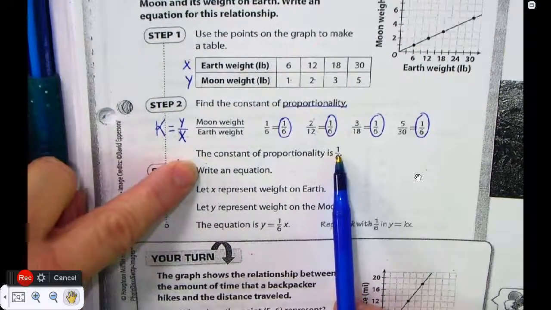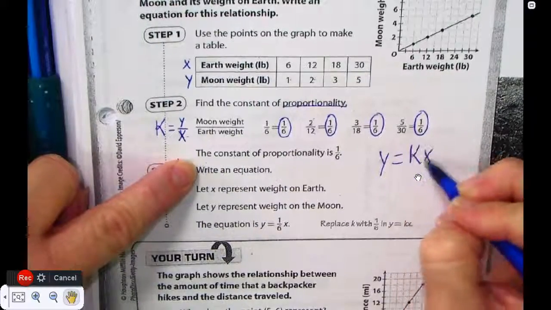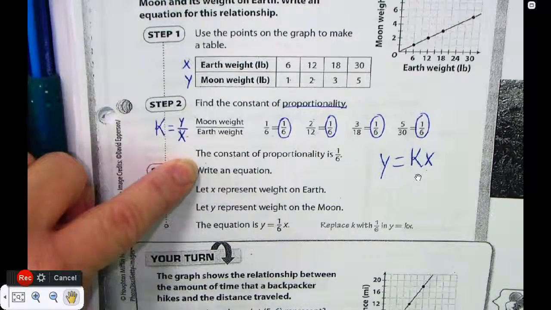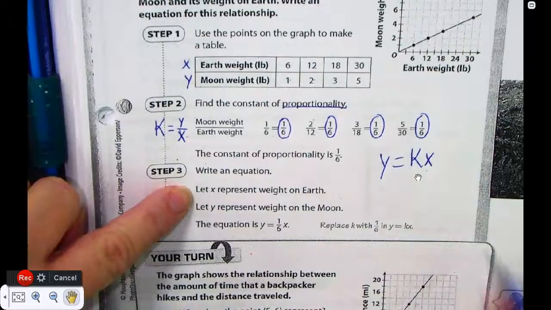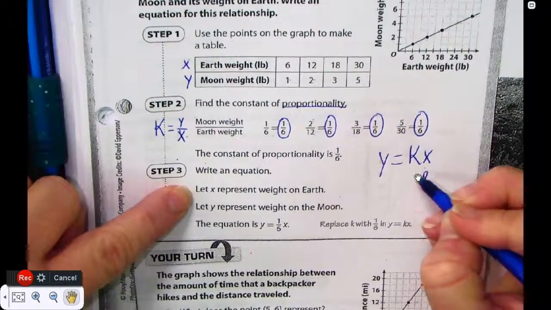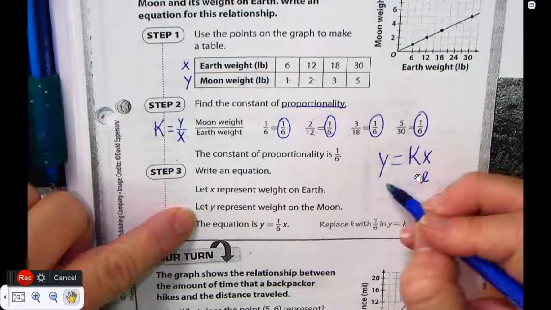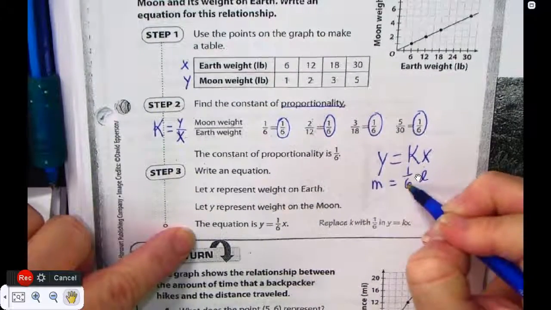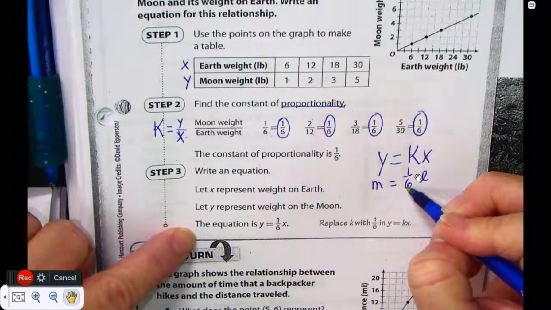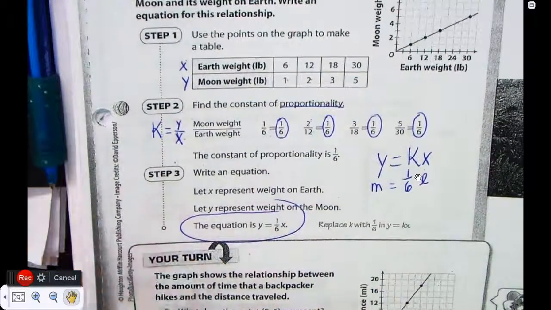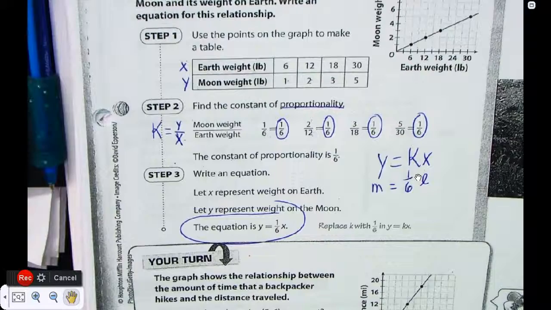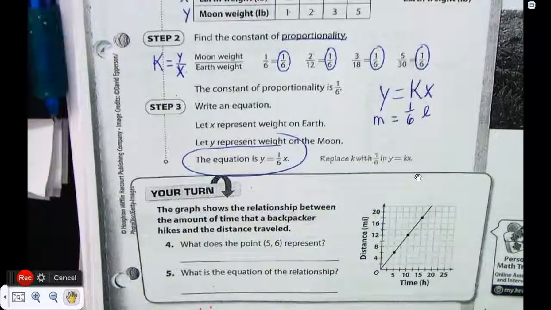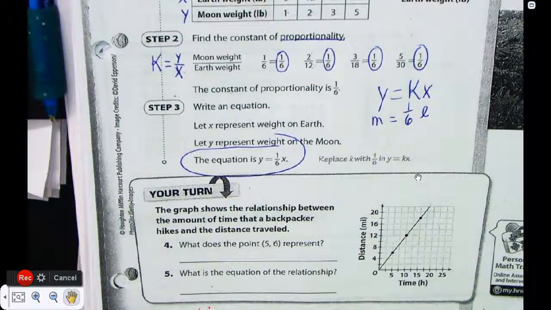So since that's your K, we know we can write it in this form, Y equals KX. X is the weight on what? Earth. And Y is the weight on the moon. So just put M and E. And so 1/6 is the constant of proportionality. So look, they wrote the equation, Y equals 1/6 X. All you have to do is find K, find the constant of proportionality, and then substitute it in for your K. That's all you're doing.